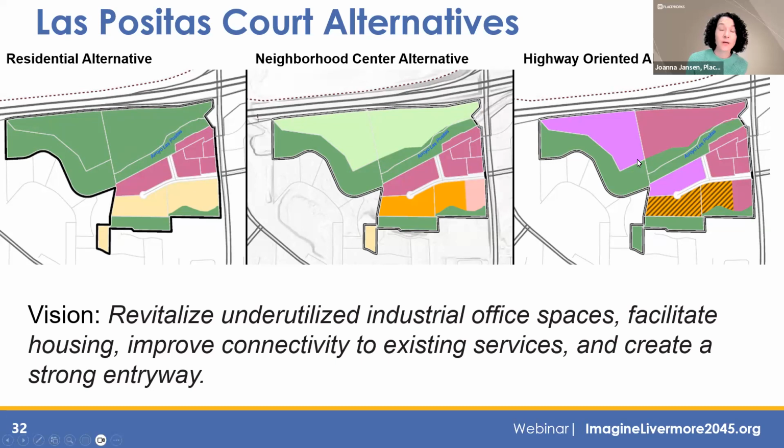And finally, the highway-oriented alternative would most intensify development in this area by adding both industrial and industrial office uses in the currently undeveloped space along 580, and really making this into a new job center in Livermore. This would also have the highest density of new residential uses, with medium high density along the south side of the Las Positas Court cul-de-sac.